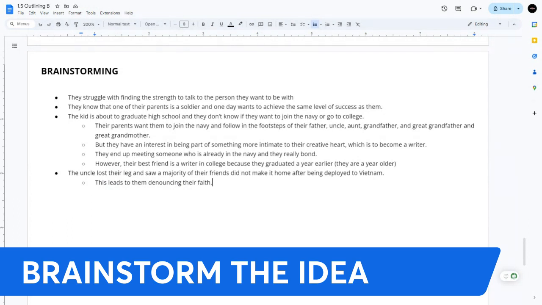But we know that they're an uncle, so they're a dude. We know that they lost their leg, so they're going to be handicapable. They saw their friends not make it home, so we know that there's a potential for trauma, PTSD. We know that they were in Vietnam. So depending on what year this is, if it's present day, we know this character, the uncle, has to be at least in their 70s, right? At least maybe late 60s, definitely early 70s, right? So that creates certain things.